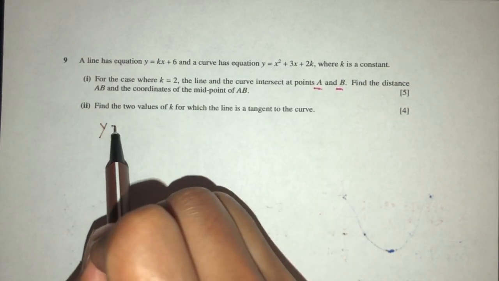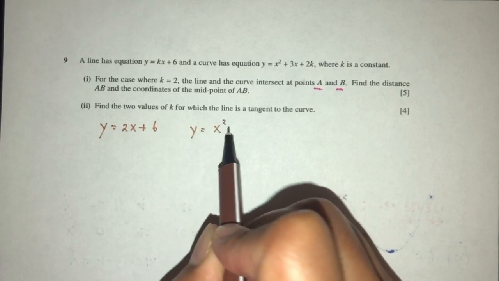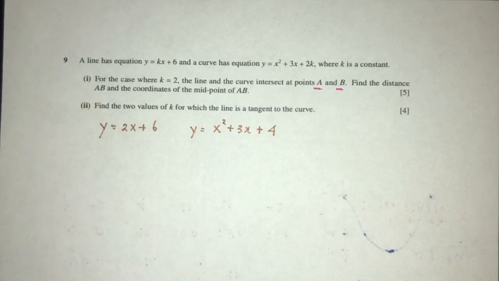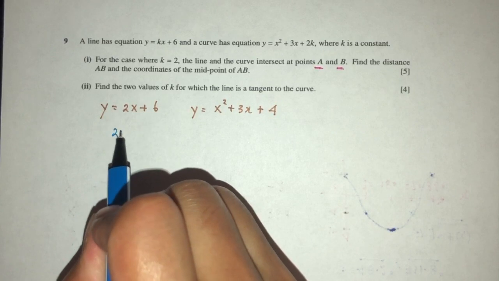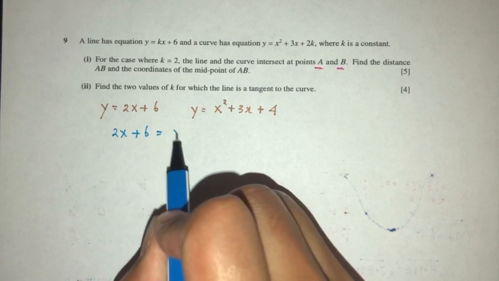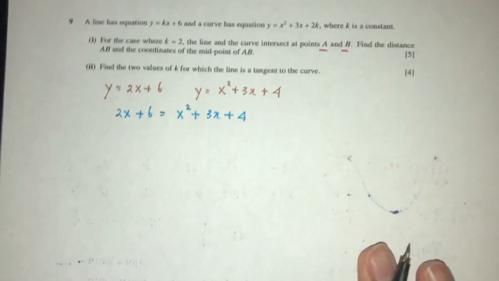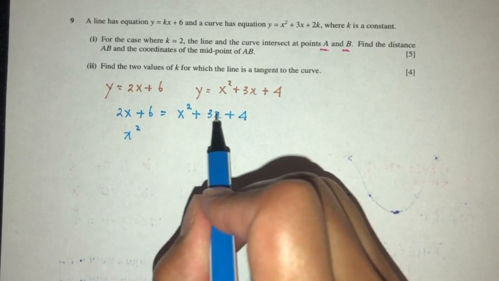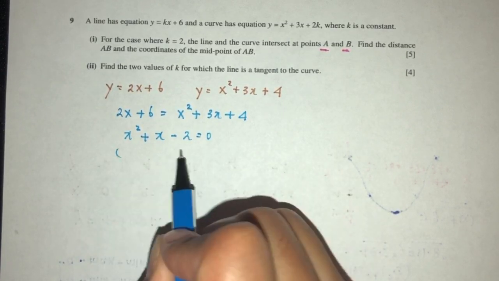So let's see. If k is 2, you will have y equal to 2x plus 6 and y equal to x squared plus 3x plus 4. Now the points of intersection, obviously we have to solve simultaneously. So on one side you will have this and you will have this on the other side, because y is already the subject. Now we have to rearrange. Send this over here. You will have x squared, 3x minus 2x is plus x, and 4 minus 6 is minus 2, equal to 0. Now we can factorize.